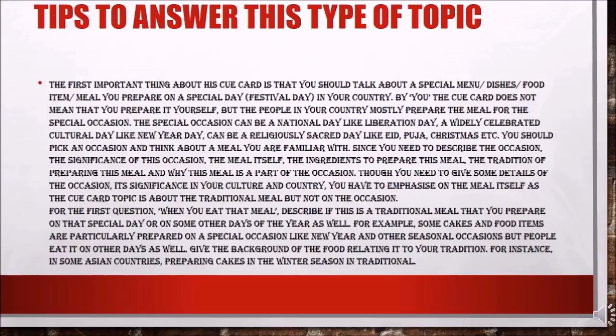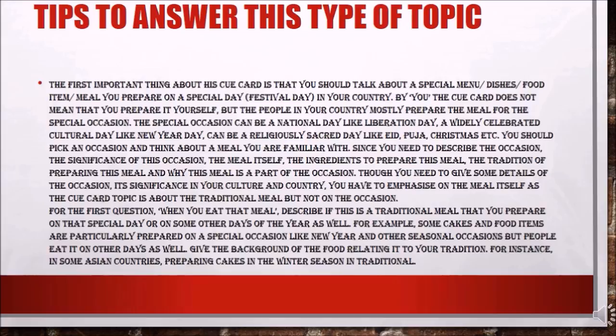You should pick an occasion and think about a meal you are familiar with. Since you need to describe the occasion, the significance of this occasion, the meal itself, the ingredients to prepare this meal, the tradition of preparing this meal and why this meal is a part of the occasion. Though you need to give some details of the occasion, its significance in your culture and country, you have to emphasize the meal itself, as the cue card topic is about the traditional meal but not the occasion.